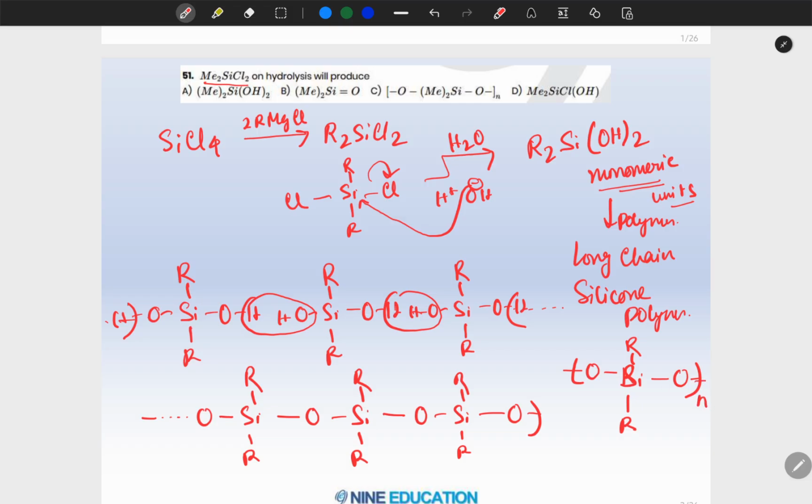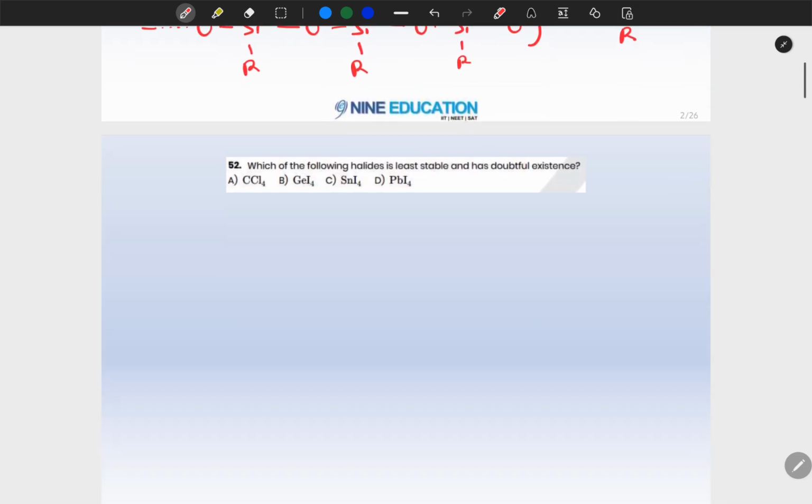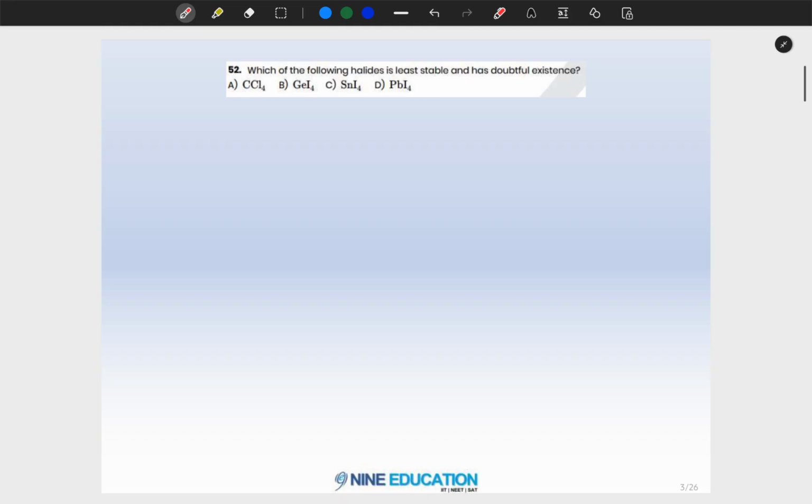As per the question here, the alkyl group is nothing but the methyl group, and that's why C is the correct answer. Let's proceed to the next question. Which of the following halides is least stable and has doubtful existence?